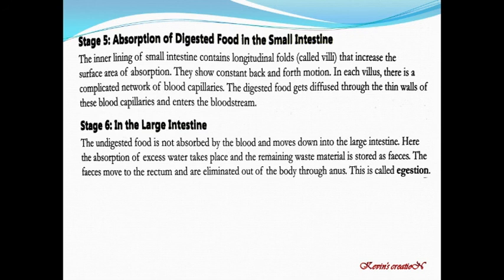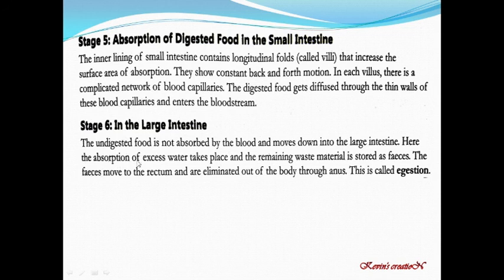Now whatever is left in the small intestine that is not useful for us is the waste material. This is the undigested food. Now it comes to the large intestine. The undigested food is not absorbed by the blood and moves down to the large intestine. Here no digestion takes place.